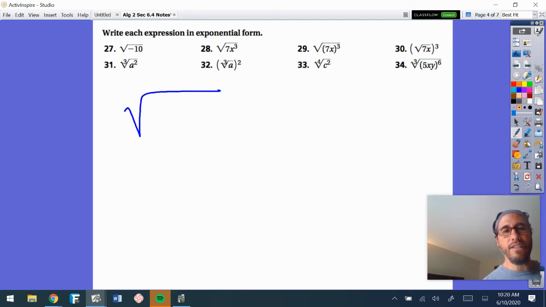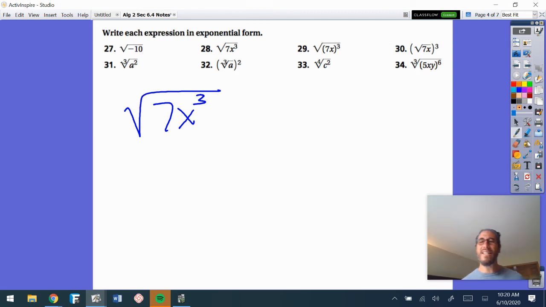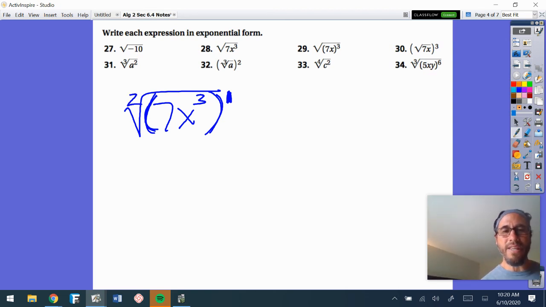Okay, 28 says the square root of 7x to the 3rd. Now, you know what's interesting here is that 3 is only on the x. That 3 is not on the 7. So we always want to group what's underneath the radical together. So this is together. Okay, so what exponent goes on this? 1, right? Because there's none there. There's always an imaginary 1, except there, that'd be a 2.